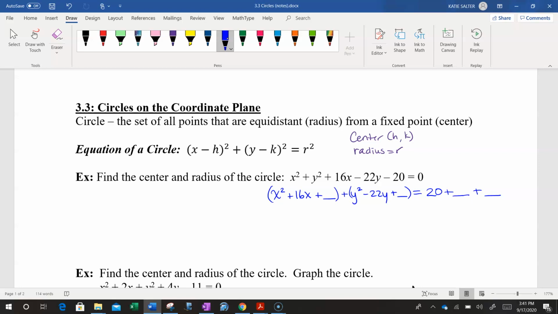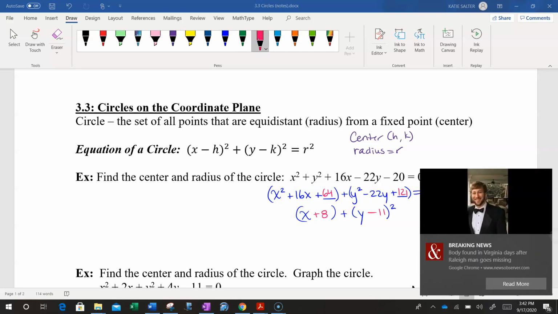Once you set that up, it's pretty simple. It's just following those completing the square steps. We know we're going to take half the coefficient of the linear term, so half of positive 16 would be positive 8. We then square it and add it back. And what we do to one side, we must do to the other. And then we do the same thing for our y's. Half of negative 22 is going to be negative 11. And then we square it and we add it back. And what we do to one side, we must do to the other.